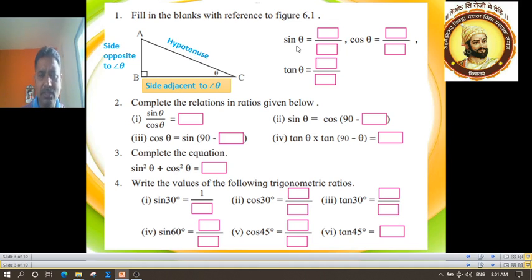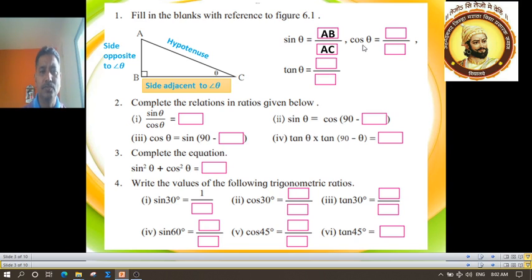Now sine theta. What is meant by sine ratio? The ratio of the opposite side to its hypotenuse is called the sine ratio. So sine theta is equal to opposite side divided by hypotenuse, that means AB upon AC.